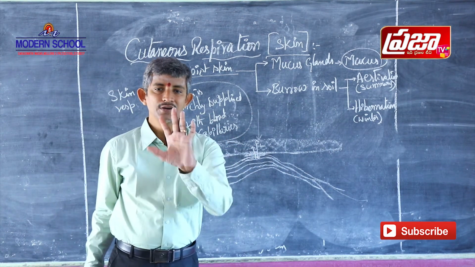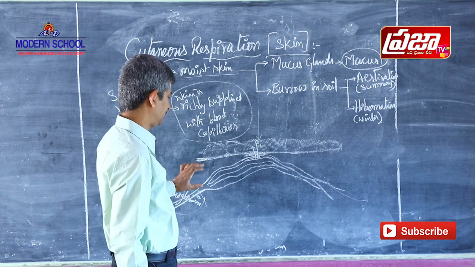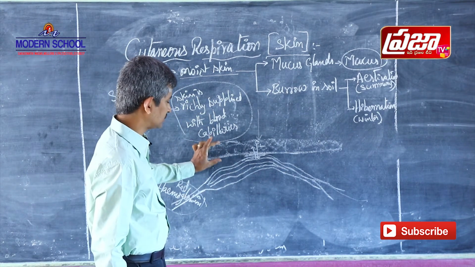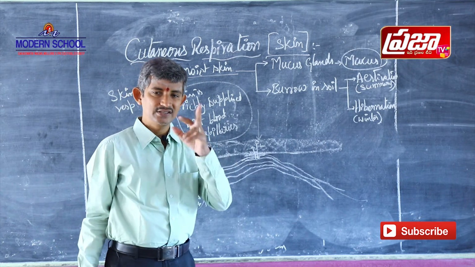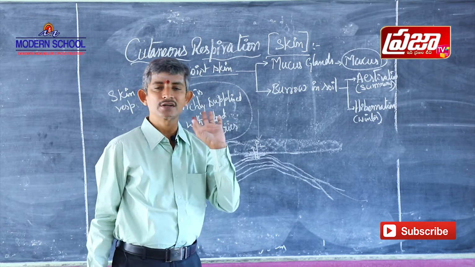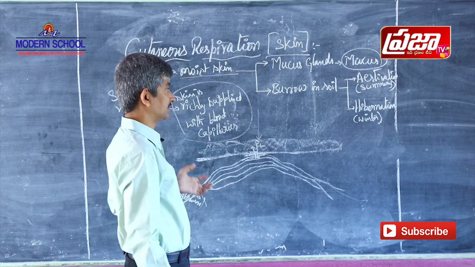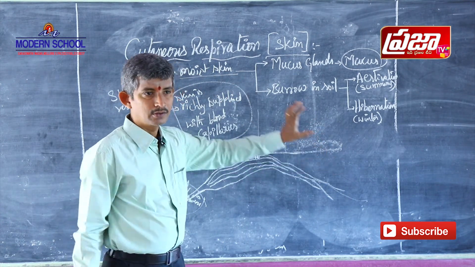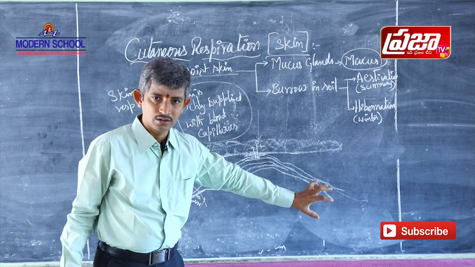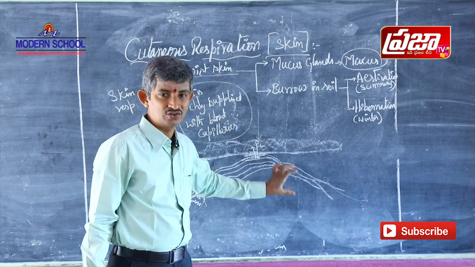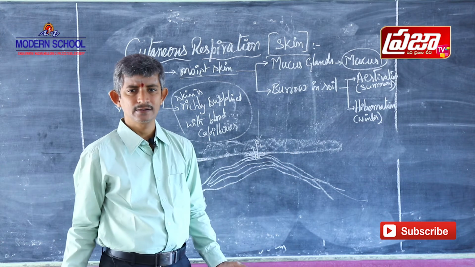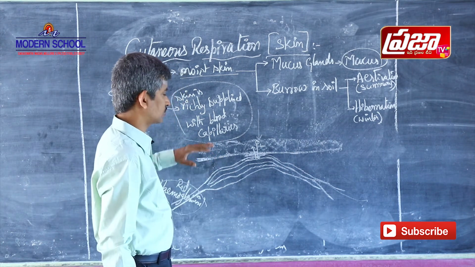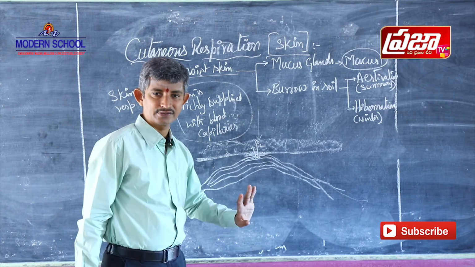Here you have to remember a concept. What does that mean? The thin skin should be moist and richly supplied with blood vessels. If you remember these two points, you can write whatever answer is given. Sometimes they may ask you to write about cutaneous respiration in earthworm, in salamander, or in frog. Whatever the question, this is the only concept: the skin should be moist and richly supplied with blood vessels.